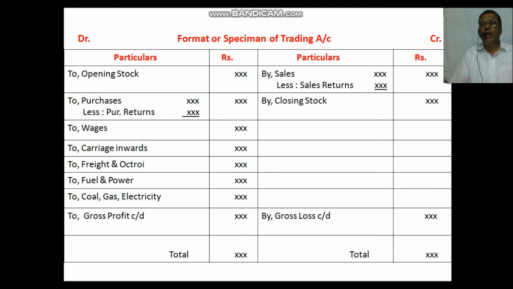Now close the account. If the credit side is more, then it is called gross profit. Similarly, if the debit side is more than the credit side, then the balancing figure is called gross loss. With this, the format of the trading account is over. Very simple. Opening stock debit side, closing stock credit side.